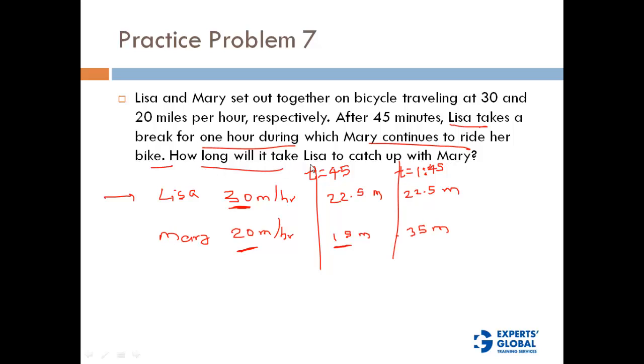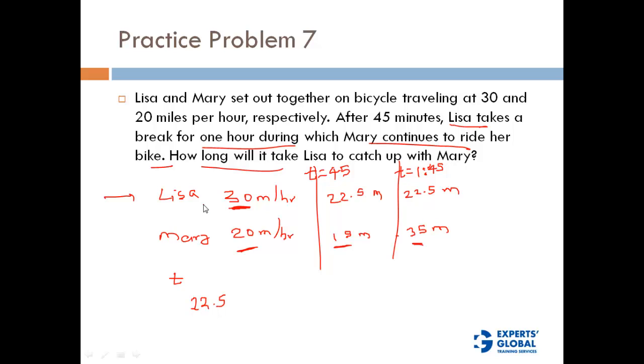Now Mary continues. How long will it take Lisa to catch up with Mary? So now Lisa is falling behind. She is only 22.5 miles away, whereas Mary is 35 miles away. Lisa will definitely catch up with Mary because Lisa is riding faster, right? So let's say it takes her t time. So that means she starts with 22.5.